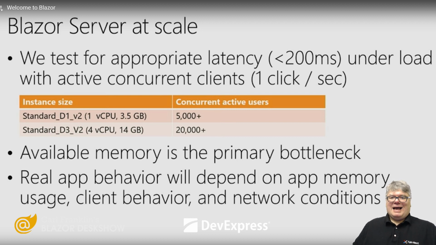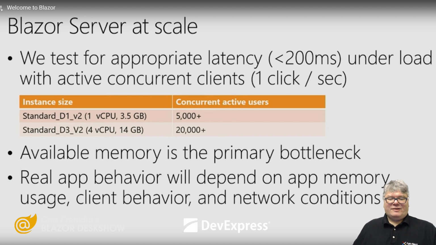In other words, how can we tax this machine? How many users can we put on here before the time between my click and a response is more than 200 milliseconds? And with two different server configurations, they got different results, obviously. The first one had one virtual CPU and 3.5 gigs of RAM, and it could support 5,000 users comfortably. If they upped that to 4 virtual CPUs and 14 gigs of RAM, 20,000. And that is without a SignalR service. That's just what's in the box in that one machine.